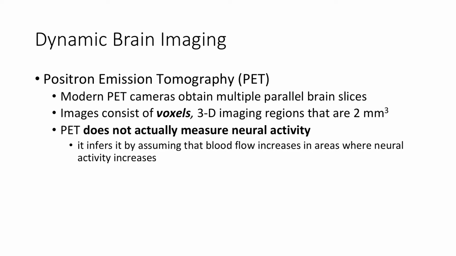Okay, so modern PET cameras obtain multiple parallel brain slices at the same time. Images consist of voxels, which are technically like pixels, but they're 3D, and about 2 by 2 by 2 millimeters. And PET does not actually measure neuroactivity. It infers it by assuming that blood flow increases in areas where neuroactivity increases.